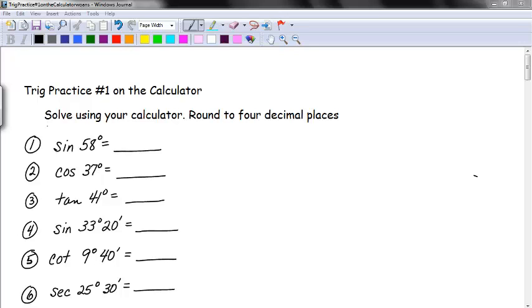Okay, so on the first one, sine of 58 degrees. So you know the angle. Go ahead and just do sine of 58 and press enter. Okay, and I get 0.8480.